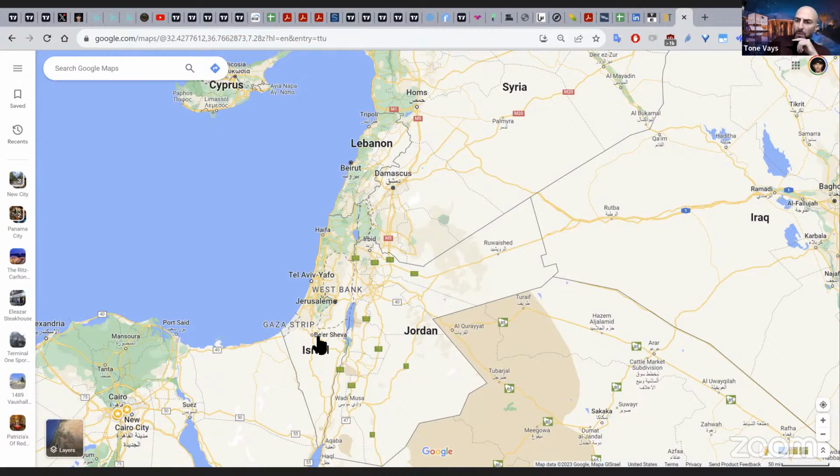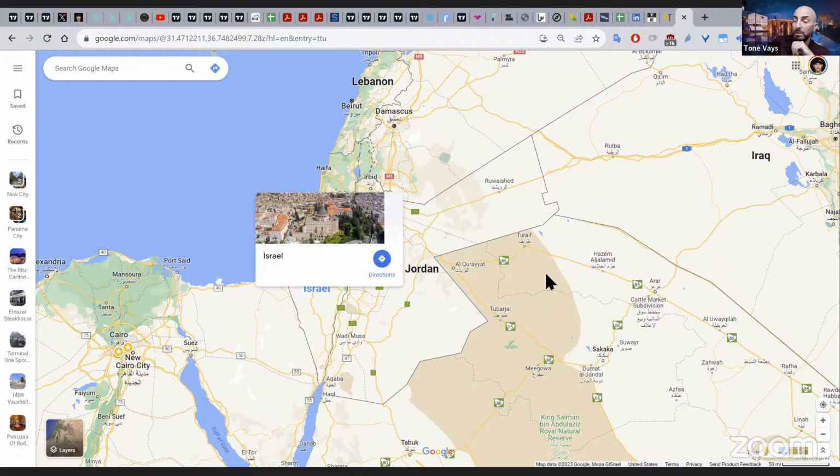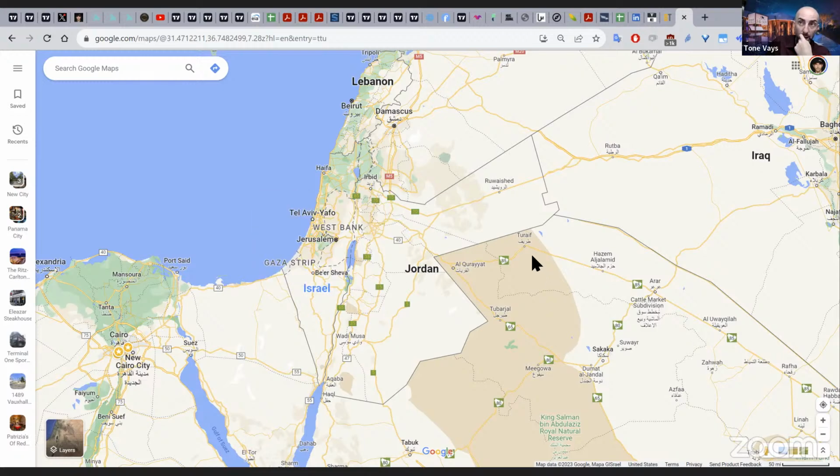Now, again, America was able to keep Israel safe as long as the Arab world is divided. But if the Arab world is uniting, Israel is in trouble. Hey, but maybe I'm completely wrong. Maybe I'm the idiot here.